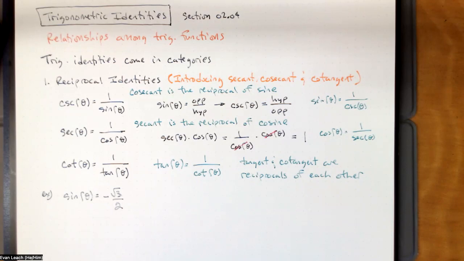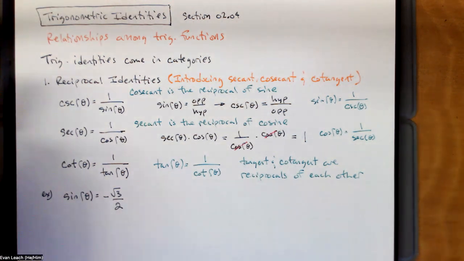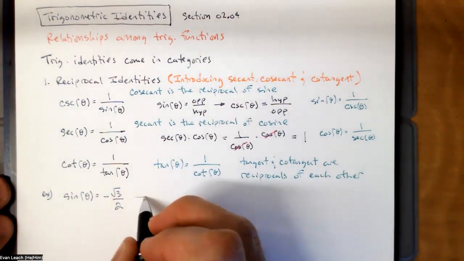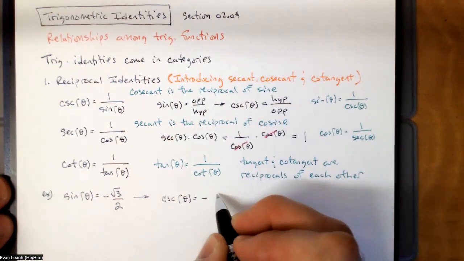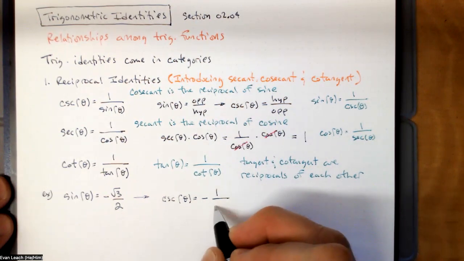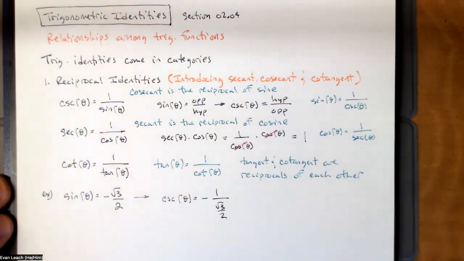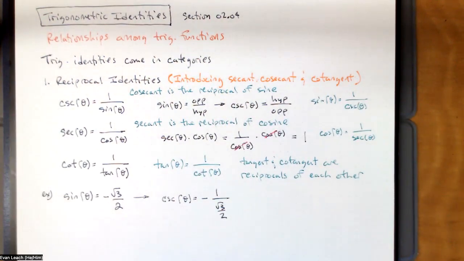So if we know that the sine of theta is negative square root of 3 over 2, then we can calculate the cosecant of theta by flipping this over. So we would not want to write it this way. We don't want to have fractions inside of our fractions. Notice how we keep the sign, but we don't want fractions inside of our fractions. When we find the reciprocal, we're just going to flip the fraction over.